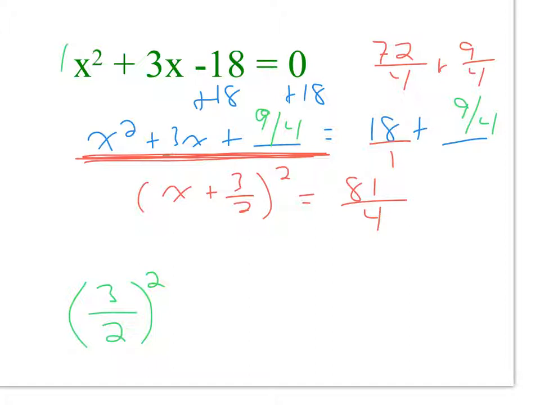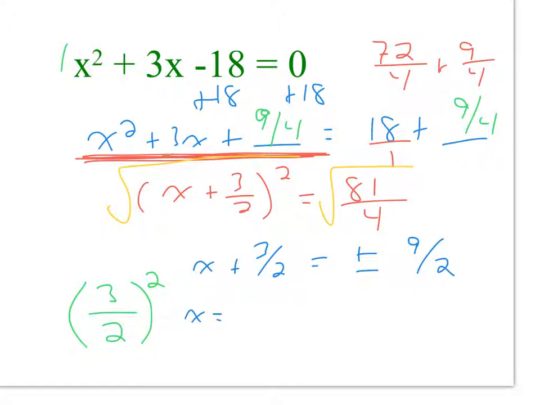72 plus 9. So now let's take the square root of both sides. We'll do that in yellow. The square root of (x plus 3 halves) squared, of course, is x plus 3 halves. And that's equal to plus or minus the square root of 81/4, which is 9 halves. So I'm going to subtract the 3 halves from both sides. So x equals positive 9 halves minus 3 halves, which equals 6 halves, which equals 3.